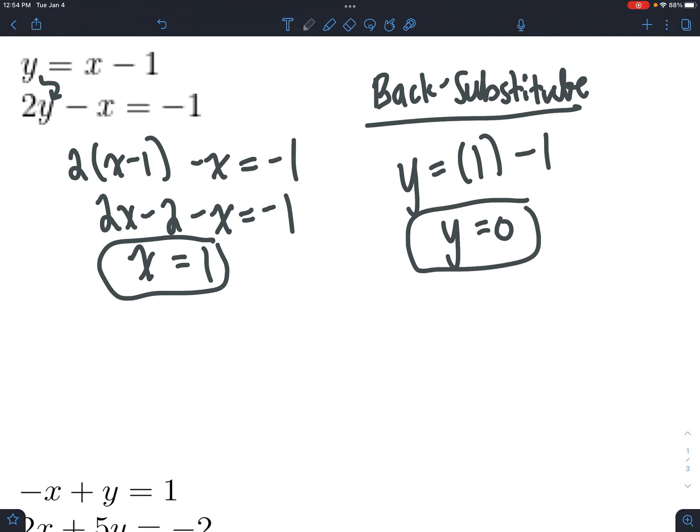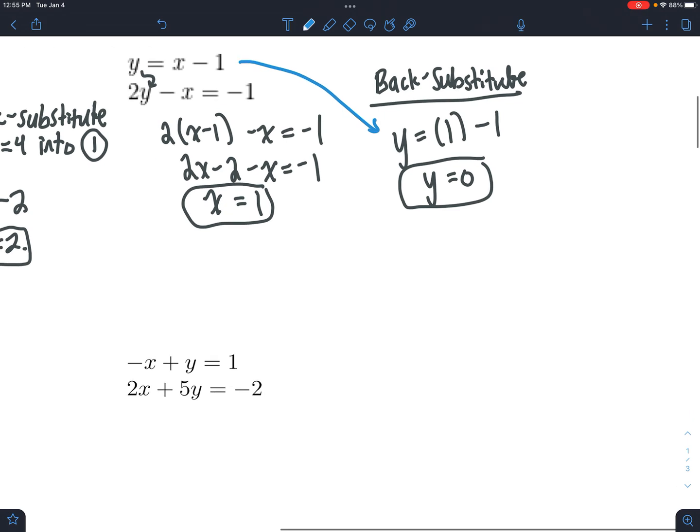So again, you can pick whichever equation you want. You can pick either. You can always pick the first one if you want. But yeah. Okay, so it's really not too bad.